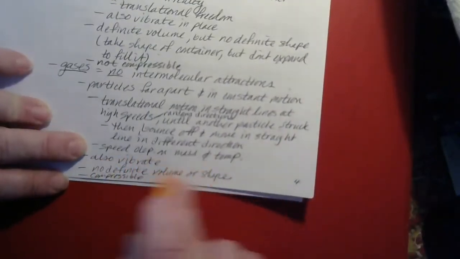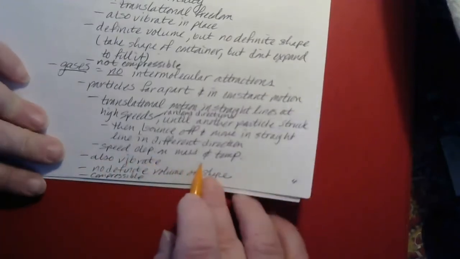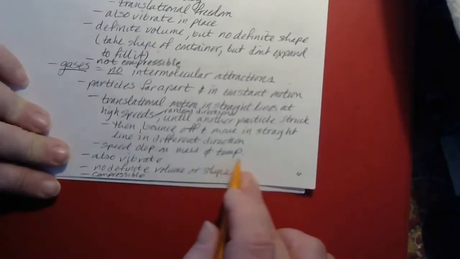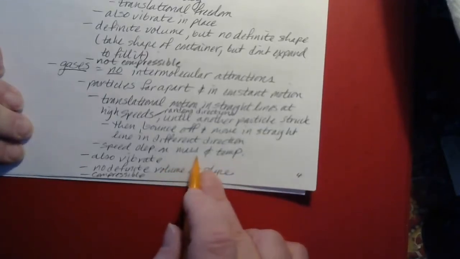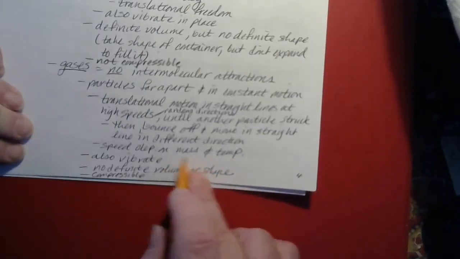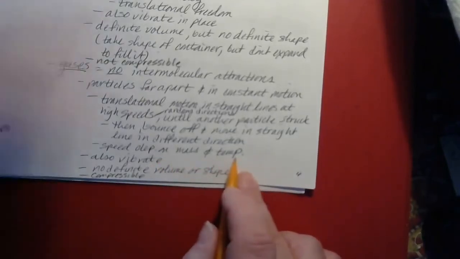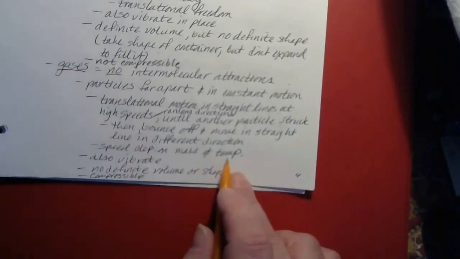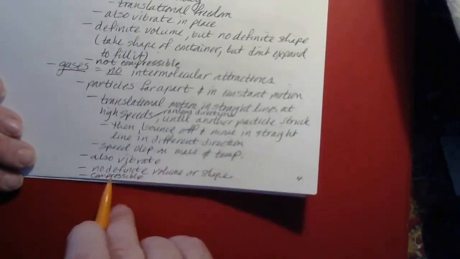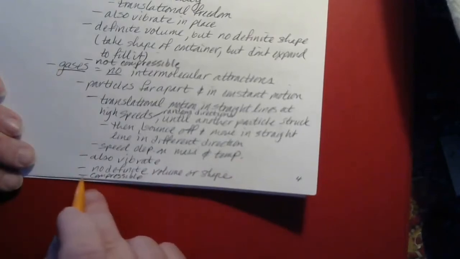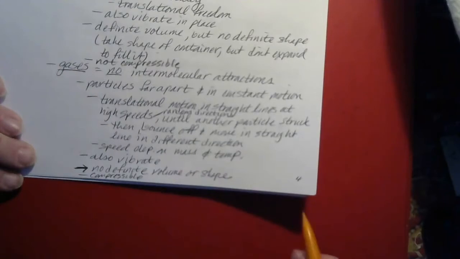The speed with which the gas particles move will depend both on the mass of the gas particle and also the temperature. The larger the mass, the slower they tend to move, and the smaller the mass, the faster they tend to go. And the higher the temperature, the faster they tend to go, and the lower the temperature, the more slowly they tend to go. And they're also vibrating the whole time. Gases, when it comes right down to it, are often said to have no definite shape or volume.